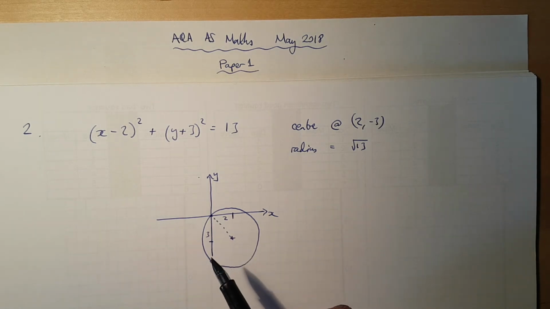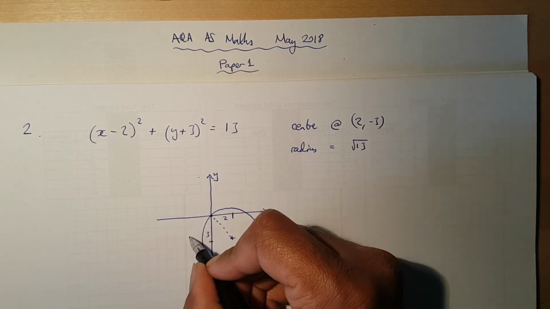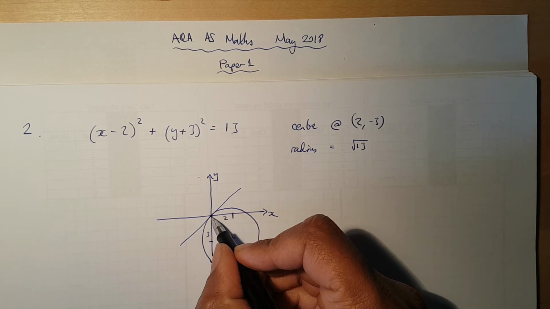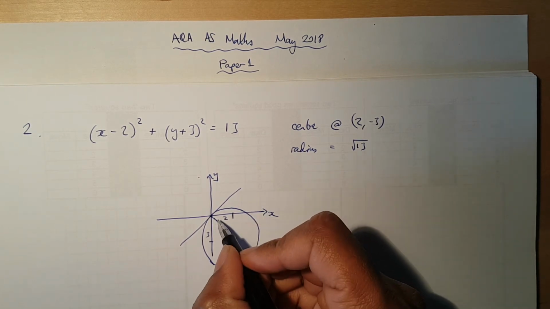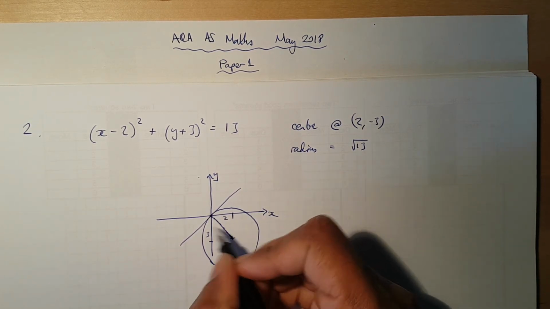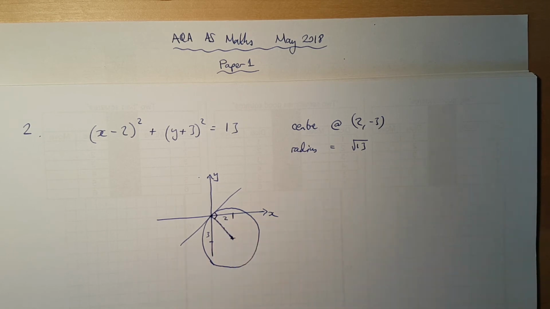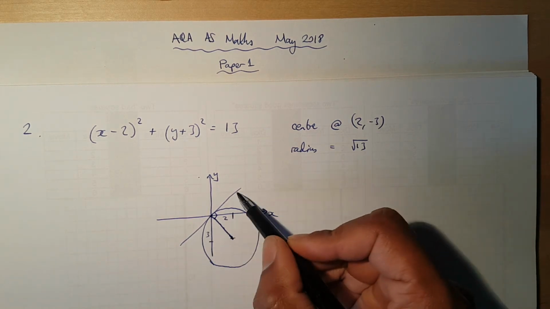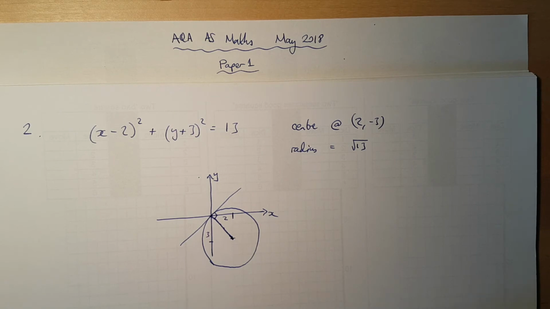And I'm asked to find the gradient of the tangent. So I'm asked to find this line along here. Well, this is a radius I've drawn down here, and that's a tangent, and the angle between a radius and a tangent must always be 90 degrees. So I know there's a 90-degree angle in there. So if I can find the gradient of this radius, well, I can find the gradient of the tangent using the rule that the gradient of one multiplied by the gradient of the other must give me −1 because they are at right angles.